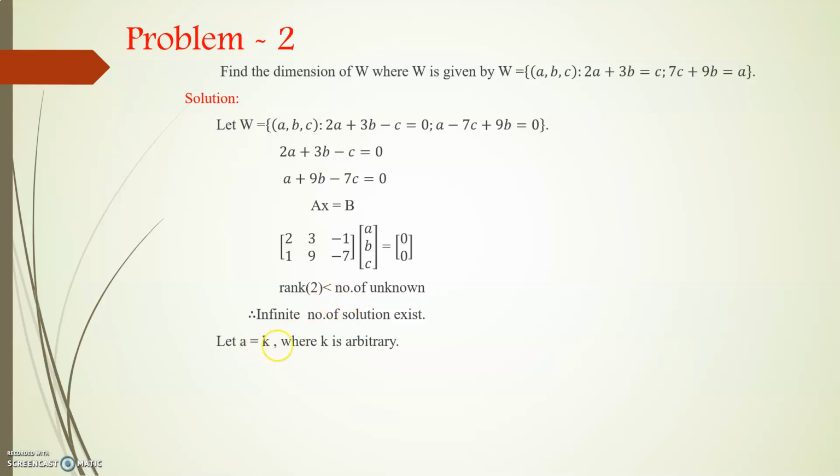Let us consider a equal to k, where k is an arbitrary constant. Now write the equation as 2k plus 3b minus c equal to 0. So from this, c is equal to 2k plus 3b. Next, from the other equation, k minus 9b minus 7 into (2k plus 3b) equal to 0. Solving that, we get b equal to minus 13 by 30 into k. Therefore, W is equal to k, minus 13 by 30 into k, 7 by 10 into k.